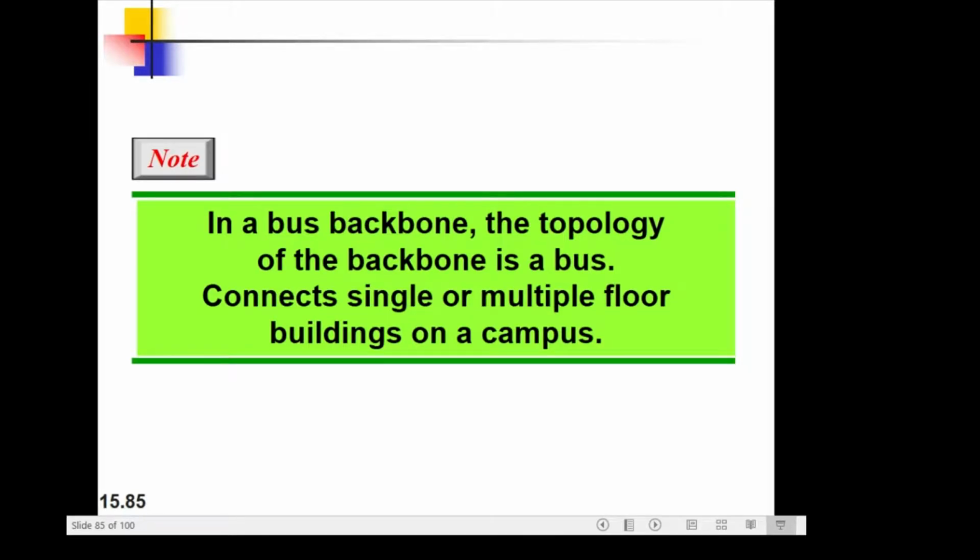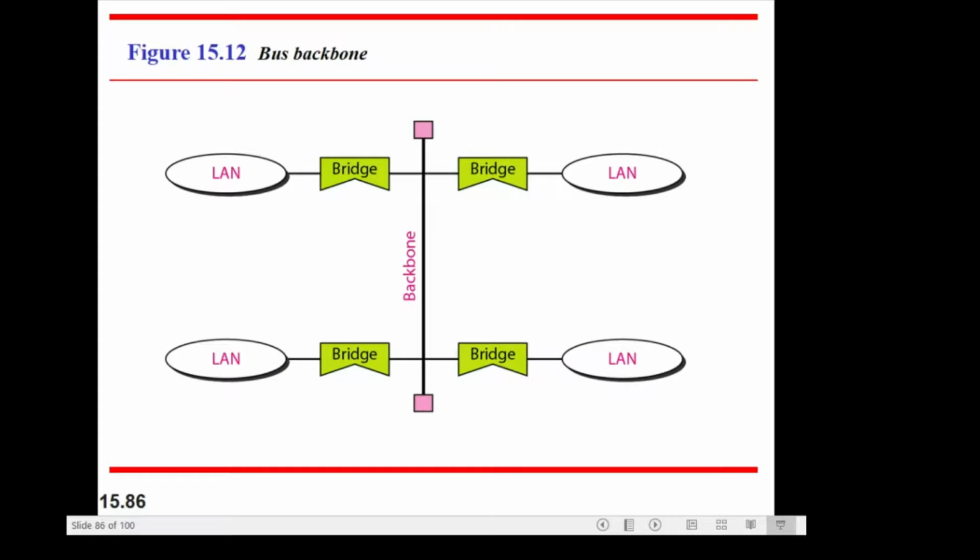Okay, in a bus backbone, the topology of this backbone is a bus that connects single or multiple floors of a building on a campus. An example of the bus backbone or bus topology is our campus. We have multiple floor levels in one building, so we use this kind of backbone in order to connect all the LANs together. This is the backbone bus, and we use the bridge in order to connect to the LAN. It looks like the bus topology.